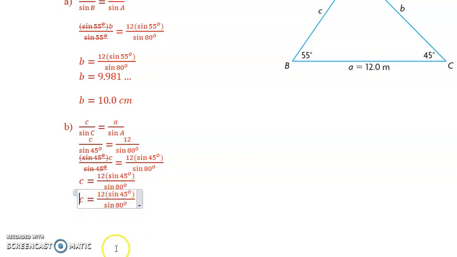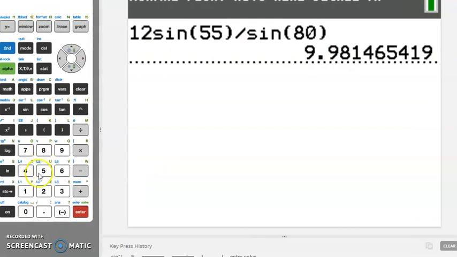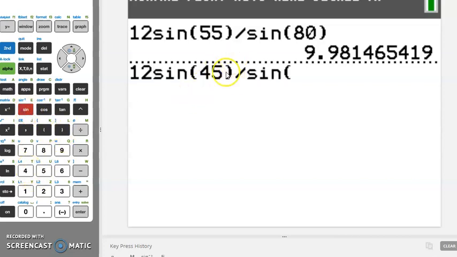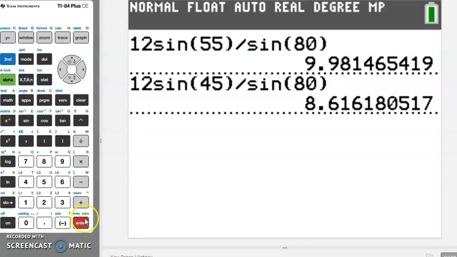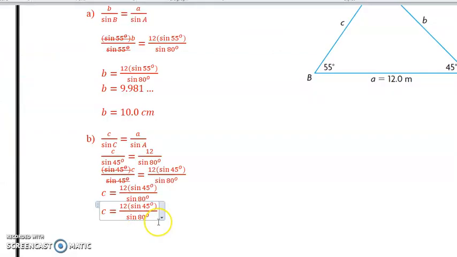So we do that on our calculator. And we get 12 sine 45 divided by the sine, make sure you close your bracket here, 80. Make sure your calculator's in degrees, of course. I mentioned that earlier, but double check. And we get 8.616. And again, we're going to round that. And that rounds to 8.6 centimeters.